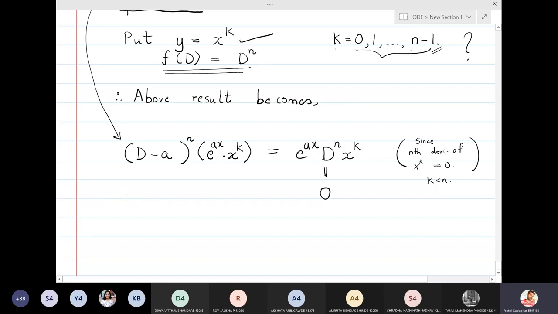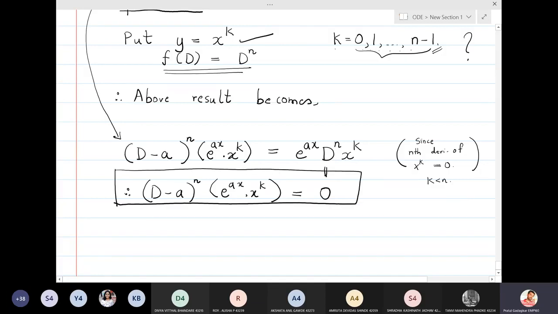So I'm getting that, therefore, D minus a. I know this is very tough to understand at the very first sight, but we are not going to use all these things in actual problem solving. While actually solving problems, I will just use the result. This is (D minus a) raised to n applied on e raised to ax x power k, and this line is very, very important for me.